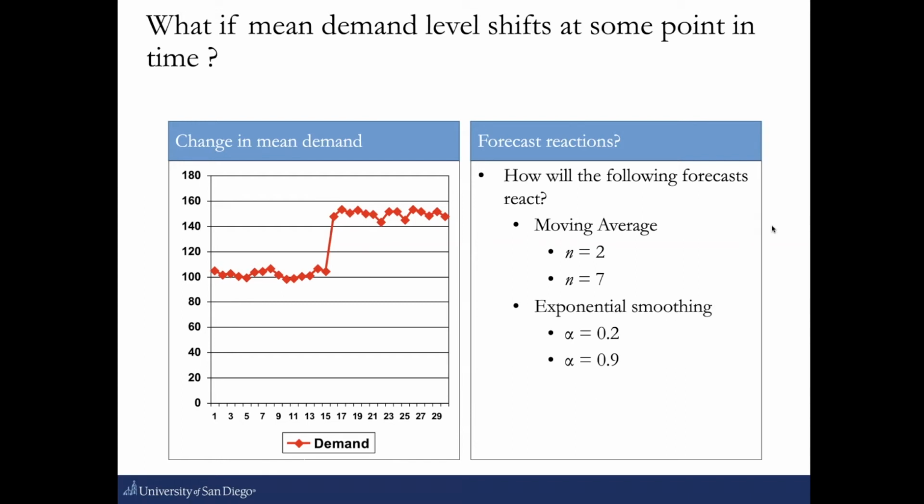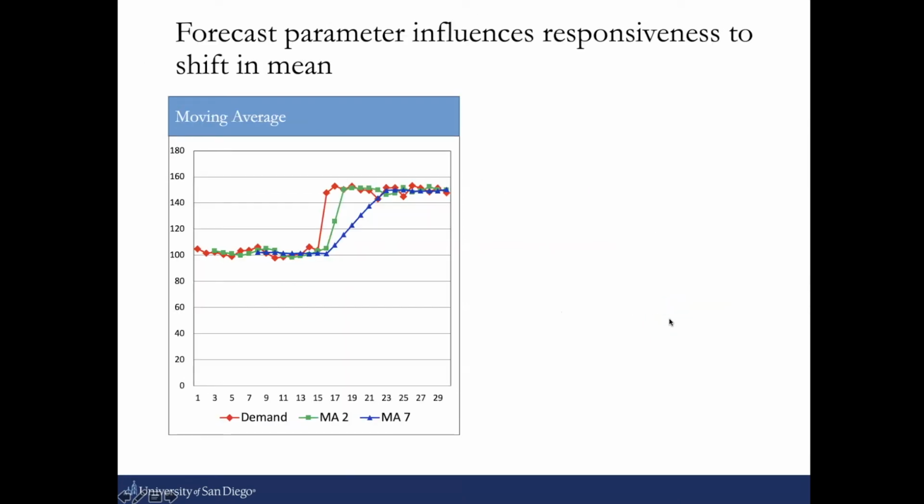Now, what if the mean demand level shifts at some point in time, how would the forecast model react? Say using a moving average and an exponential smoothing method of different parameters here. Think about it for a moment, and then we will review the two different models with two different parameters for each one of them.